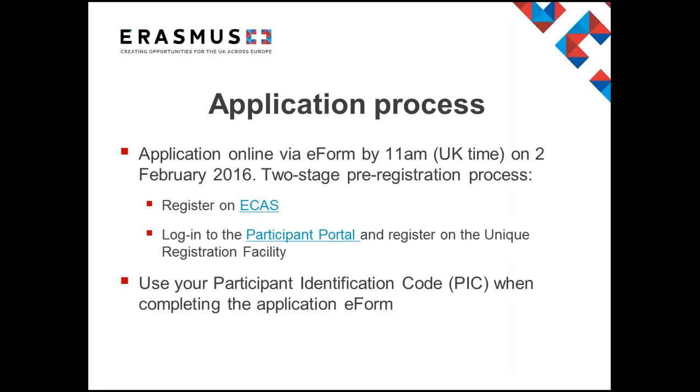First, you need to register on ECAS, the European Commission Authentication Service, and log into the participant portal to register on the unique registration facility, also known as the participants portal. Once you've registered on the participant portal, you are then given a PIC number, also participant identification code. If your institution has taken part with Erasmus Plus previously or with European Commission research funding, then you will more than likely already have a PIC and you should continue to use this.